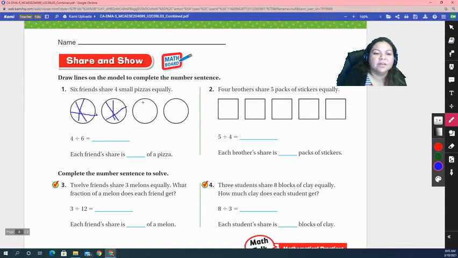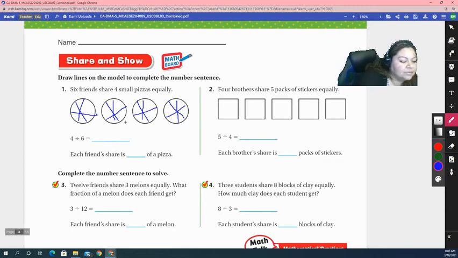I am not a good drawer virtually because it's hard to control the mouse, but you could do it nicely. I have 1, 2, 3, 4, 5, 6 pieces in each one. Now, how would I write this? Well, I'm dividing 4 by 6. If each friend gets 1 piece from each pizza because I divided by 6, then what would be the quotient? It will be 4 over 6, wouldn't it? Because they would get 4 pieces of a 6.